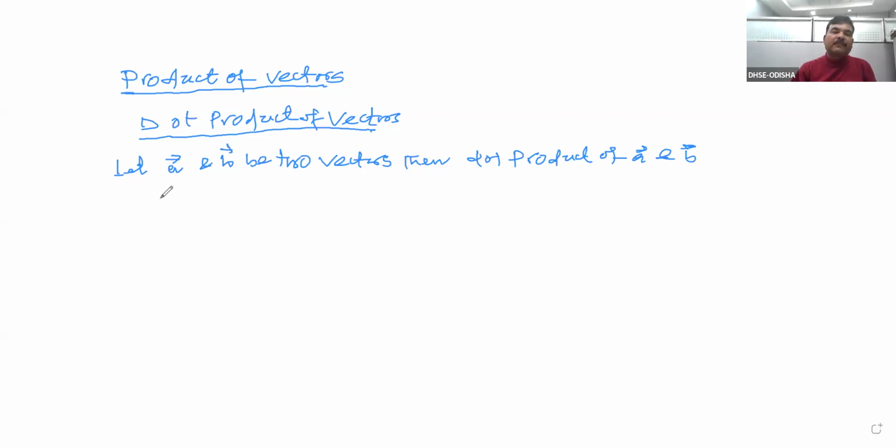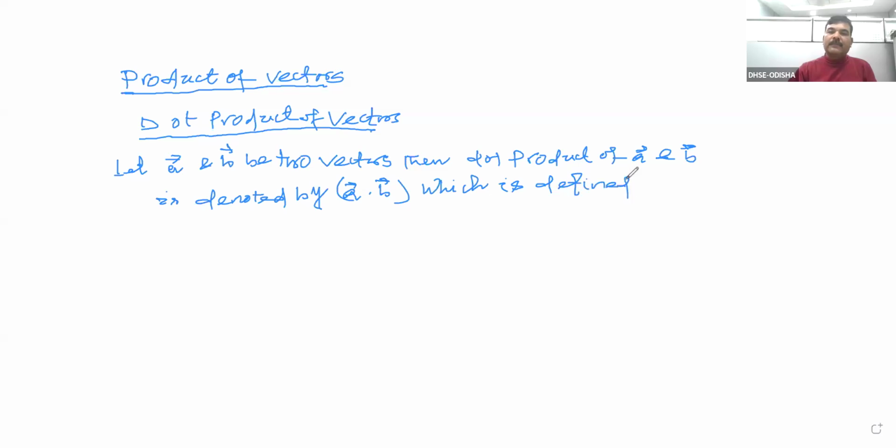The dot product is denoted by A dot B, which is defined by A dot B equals AB cos theta.